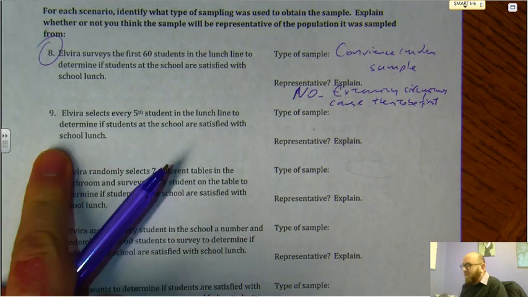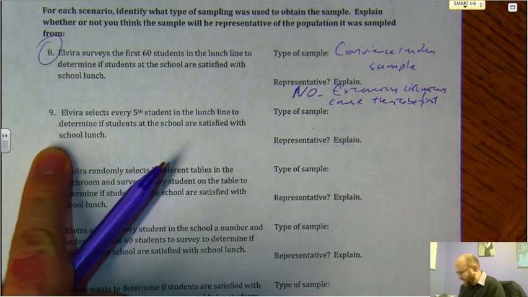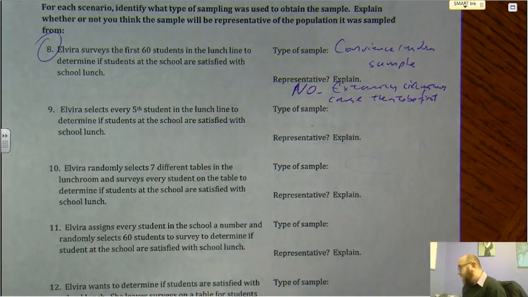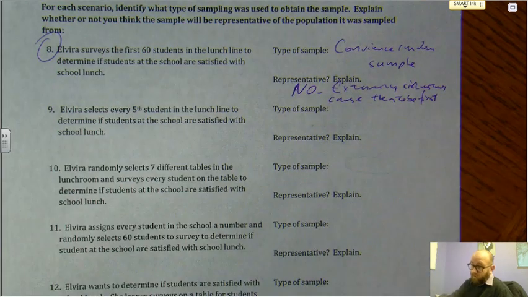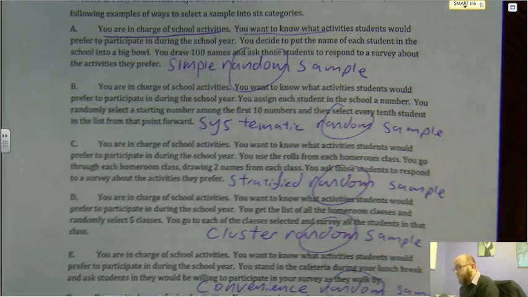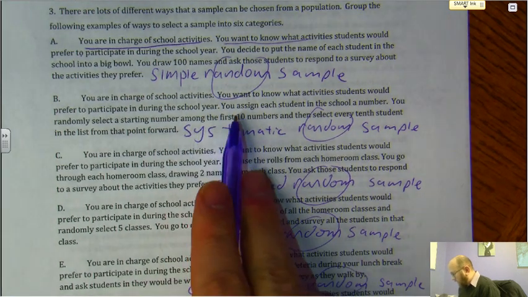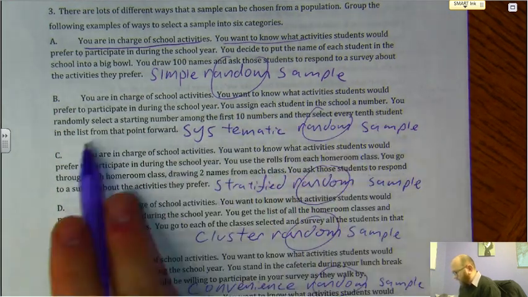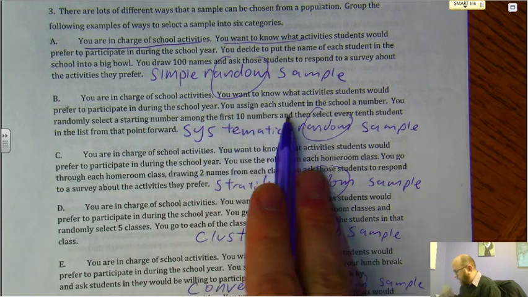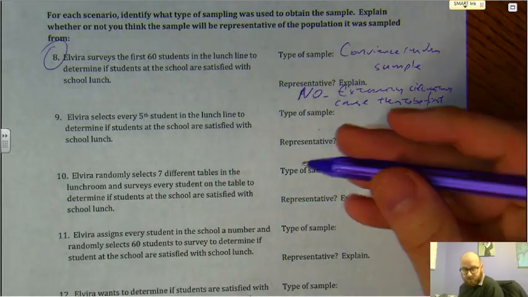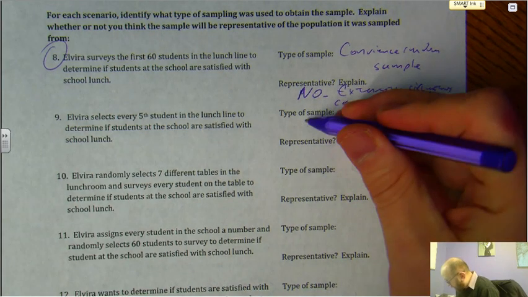Okay, let's look at number 9 here. Elvira selects every 5th student in the lunch line to determine if students at the school are satisfied with the school lunch. What type of sample is this? So when we're counting 1 by 1 by 1, that's going to be our systematic random sample, okay? You assign each student in the school a number, you randomly select starting at the first 10 numbers, and then select every 10th student, and so on. That's what this one's going to be. This is going to be systematic random.